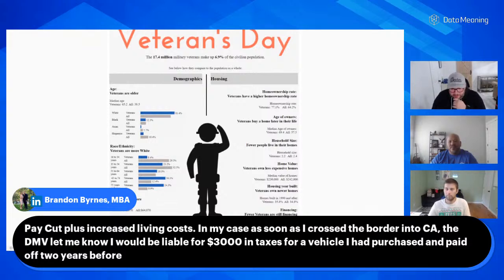In my case, as soon as I crossed the border of California, the DMV let me know I would be liable for $3,000 in taxes for a vehicle I had purchased and paid off two years before.